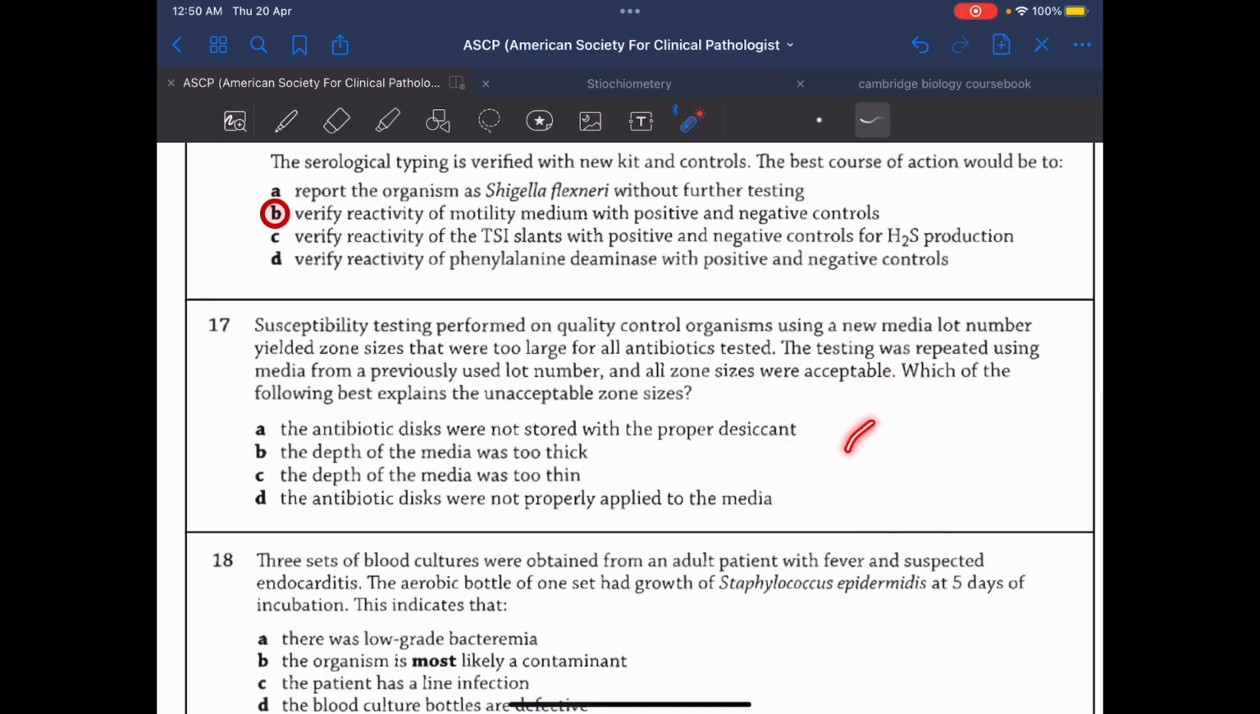Depths less than 4 mm may be associated with excessively large zone sizes and false positive susceptibility results. Agar that is more than 4 mm in depth may cause excessively small zone sizes. So the correct answer is C.